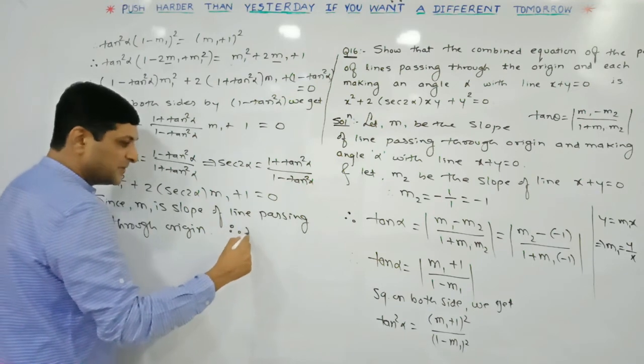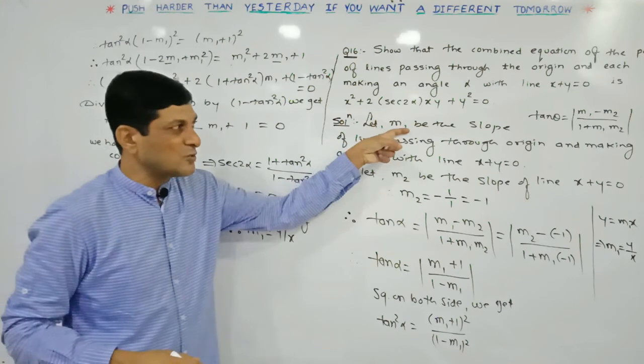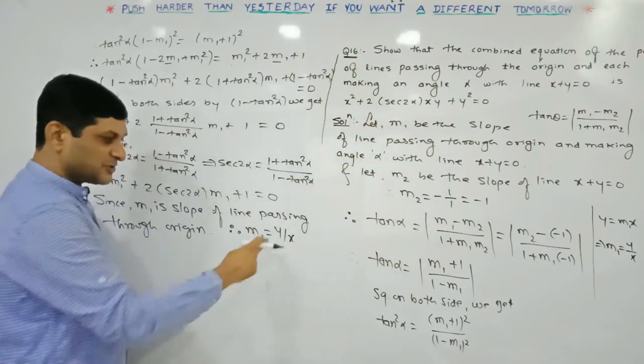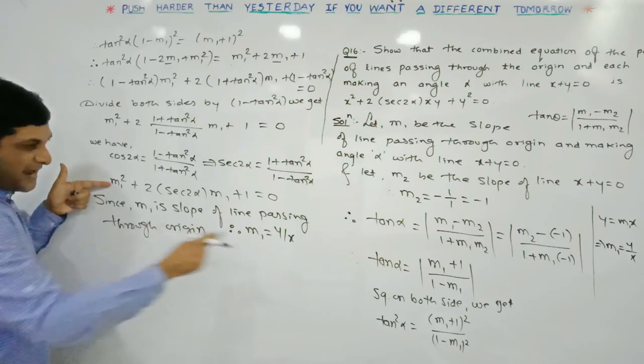therefore m1 will be equal to, what is the value of m1 then? y by x. What is m1? m1 is the slope of the line passing through the origin. That's why we can say that m1 will be equal to what? y by x. So replace m1 by y by x.